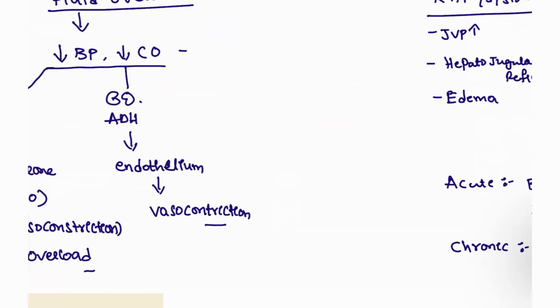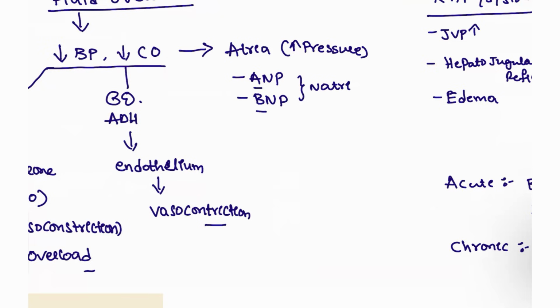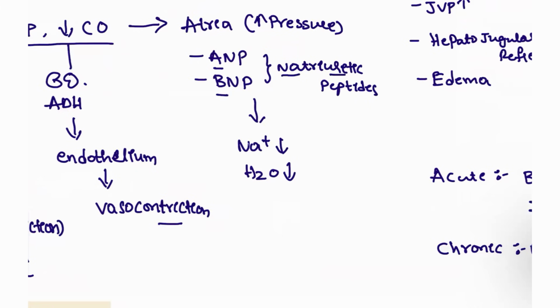So what happens when this is happening? There will be decompensation from the atria. With all the increased pressure, the atria will trigger its cells. What are those? ANP and BNP peptides, released from the brain and from the atria. These are natriuretic peptides. These natriuretic peptides are released into the circulation and are going to decrease sodium, and along with that they are also going to decrease water. So the sodium and water are going to be excreted from the body.